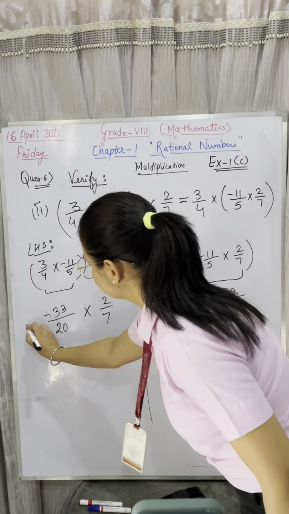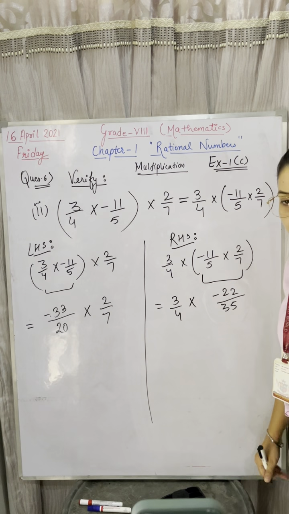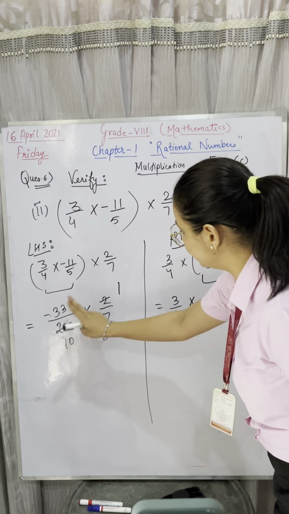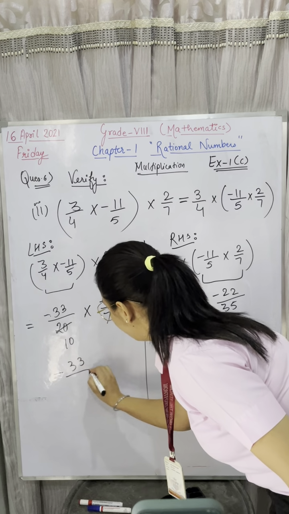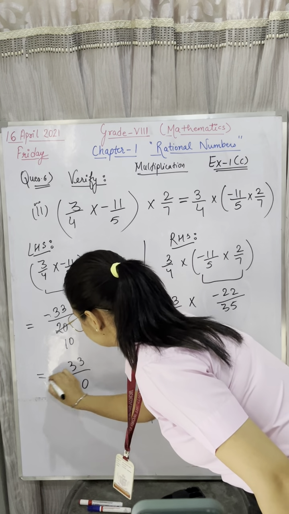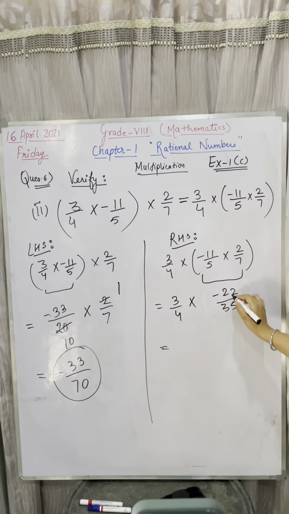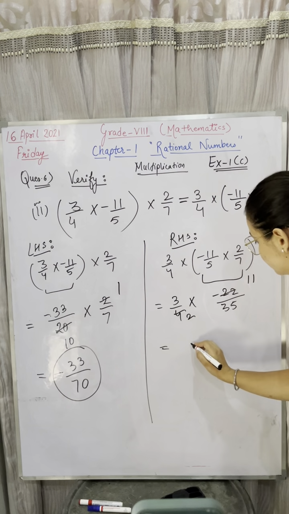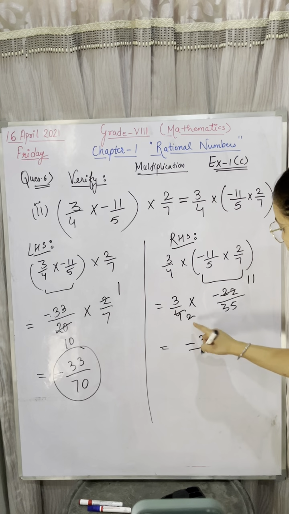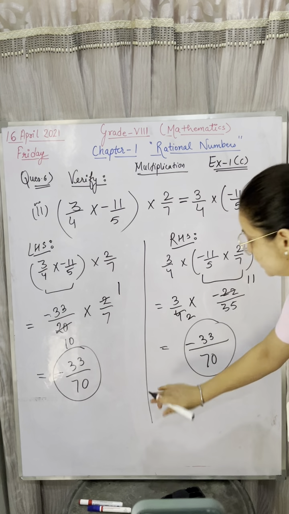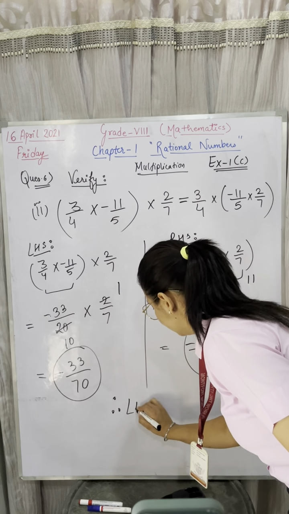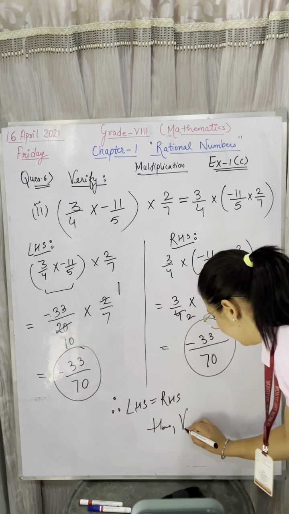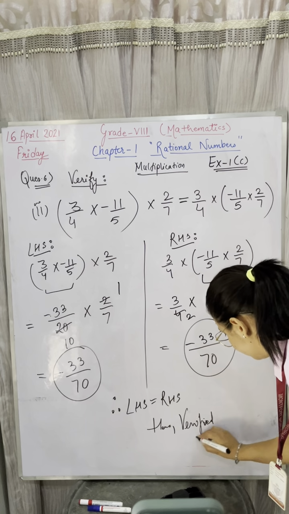Now you have to see whether we can cancel anything. Yes, we can cancel: 2 1s are 2 and 2 10s are 20. So 33 1s are minus 33 and 7 10s are 70. This is your left hand side. Similarly here, 11 into 3 is minus 33, 35 into 2 is 70. So this is your left hand side, this is your right hand side, and they are both equal to each other, and hence we can say that we have verified the question.